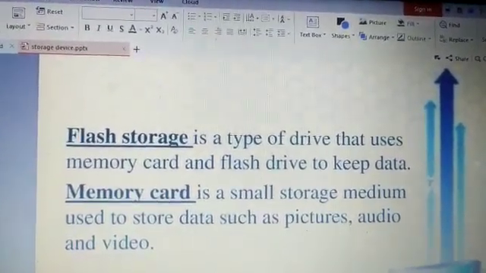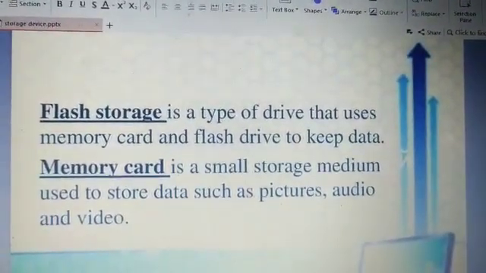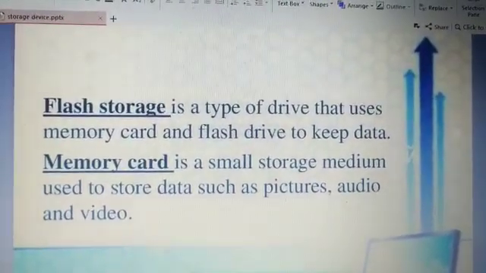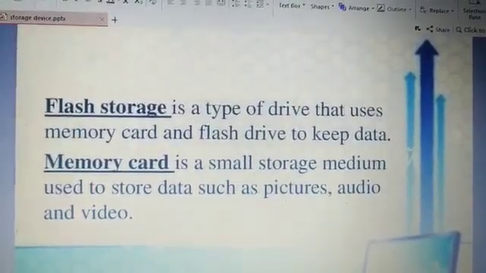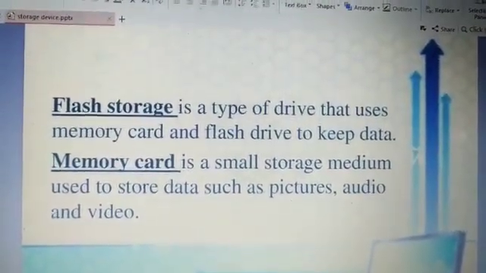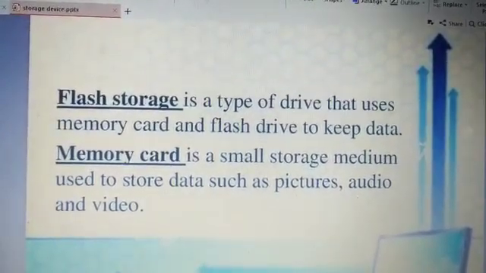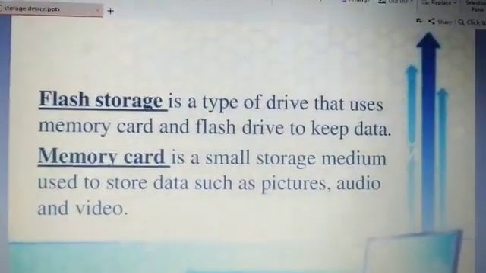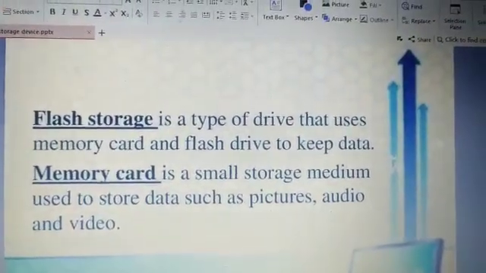Next is the memory card. It is a very small storage media used to store data such as pictures, audio and video. Right now we see memory cards in phones, and in cameras, to store pictures, we have the micro memory card, that is the SD card. These are examples of secondary storage devices.